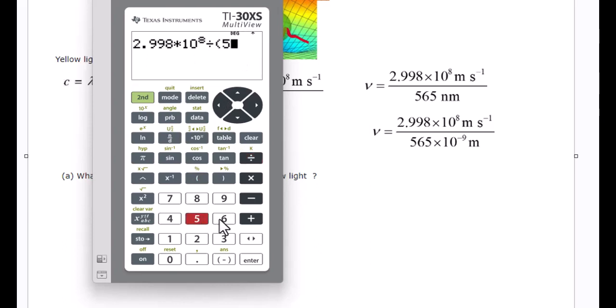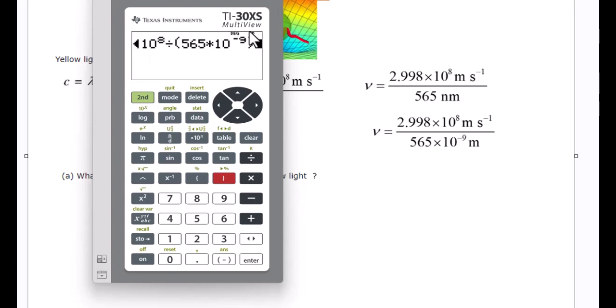Now, 565 times 10 to, and then my negative, remember, don't use the minus sign, 9. I'm going to go to the right. You may not have to use this parentheses to close it, but I'm going to do that anyway just to be extra careful. So whenever you're using the scientific notation, make it stick to the number by using parentheses. Otherwise, you're going to have some difficulties. You'll get some wrong answers.